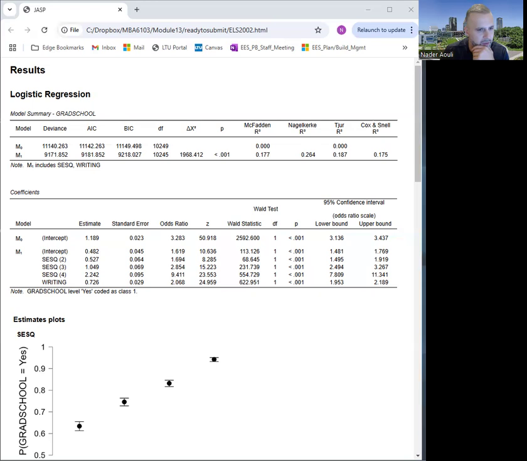SESQ and writing, which provides significant explanatory power. As you can see there, the range is from 0.177 to 0.264. This indicates that as SESQ levels and writing scores increase, the odds of attending graduate school increase too.